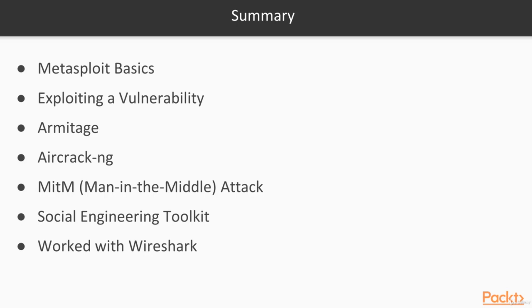Section 3 Summary: Exploit and Sniffing. In this section, we went over the tool Metasploit Basics, and then we demoed it by exploiting a vulnerability. We also went over the tool Armitage and performed a demo of that. We went over the tool Aircrack-ng and demoed that. We went over man-in-the-middle attacks, and we also performed a demonstration of that. We used the Social Engineering Toolkit and provided a demo of that. And finally, we worked with the packet capture software Wireshark, and we demonstrated that as well.